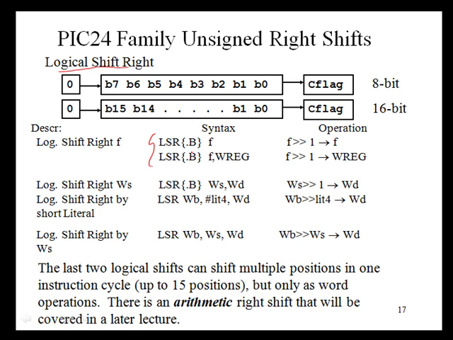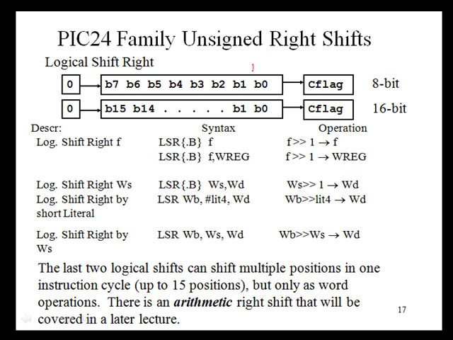This form of the logical shift right instruction shifts a memory location value by 1 and places the result back in the memory location. This is the same, except it places the result in the working register, which is W0. This takes a working register and shifts it to the right by 1 and places it in some destination register. This form of the logical shift right allows a 4-bit literal to specify the shift amount, which means that this instruction can shift by multiple positions with one instruction. This form of the logical shift right allows the shift amount to be specified in a working register.